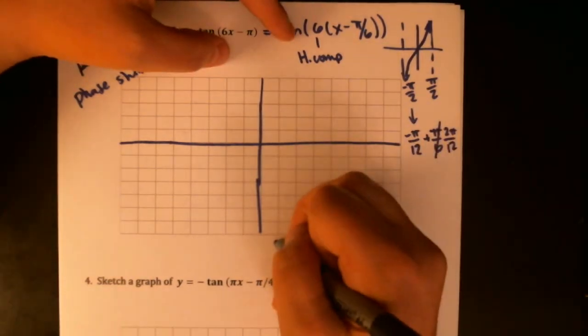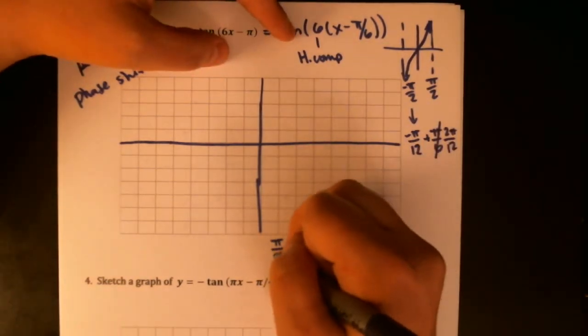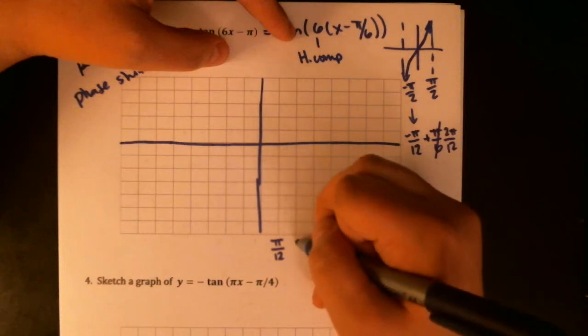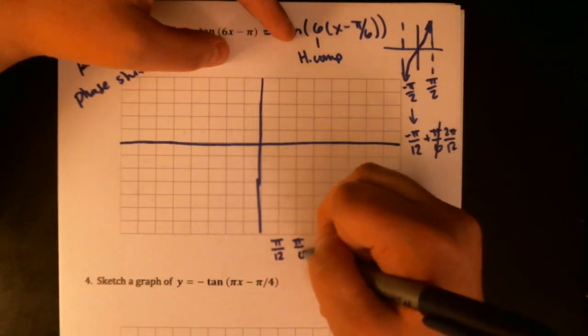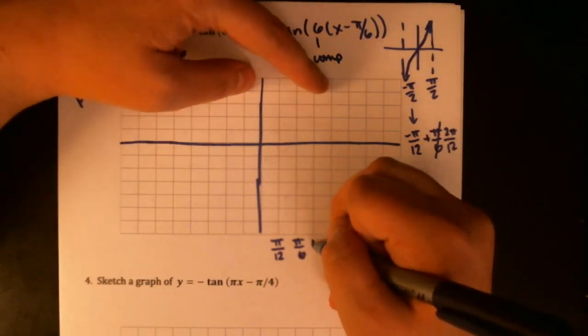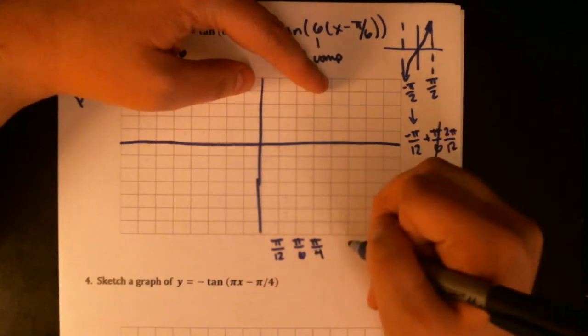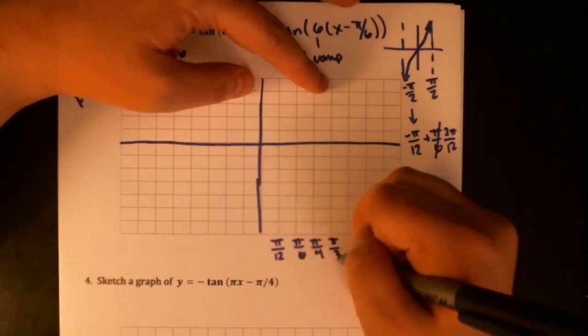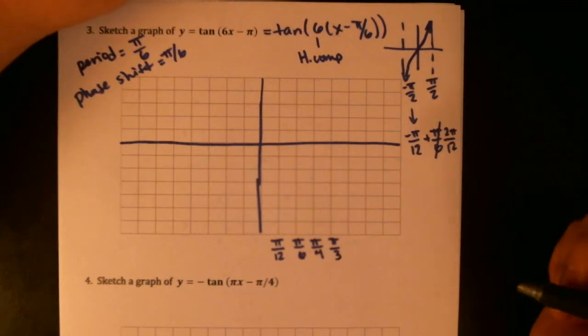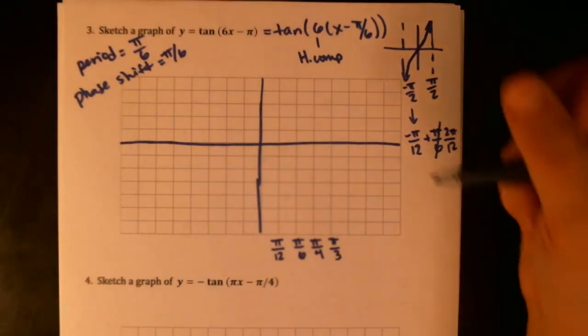So I think I'm just going to make my grid lines represent pi over 12. So there's 1 pi over 12. 2 of them is a pi over 6. 3 of them is a pi over 4. 4 of them is a pi over 3. Pi over 12s are kind of interesting to count by. They reduce down all over the place.